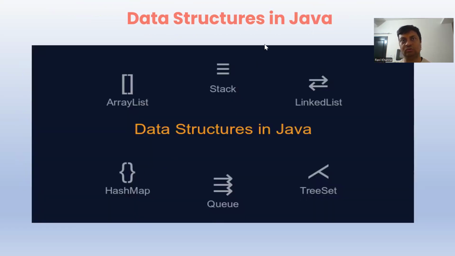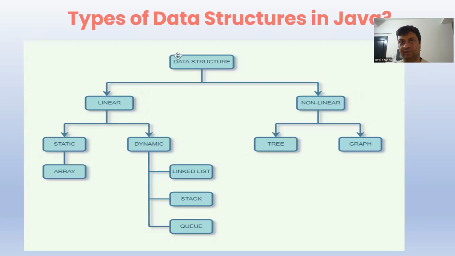Now, talking about data structures in Java, there are various data structures available, like array list, stack, linked list, hash map, queue, and tree set. If we look at this diagram, we can see the various types of data structures divided into two types, basically linear and non-linear. In linear, we have the static category where array fits. And if we go for dynamic, then we have linked list, stack, and queue, which are dynamic or based on runtime. In non-linear, we have tree and graph.